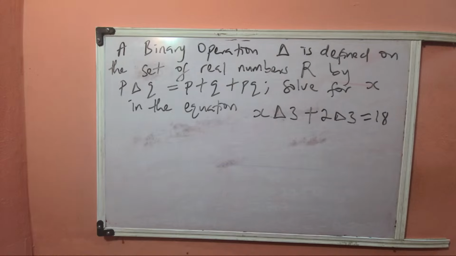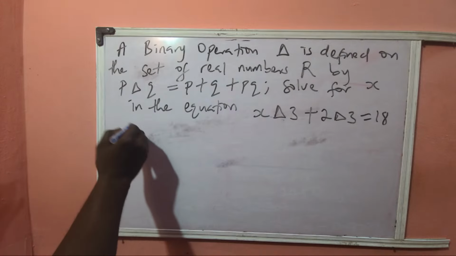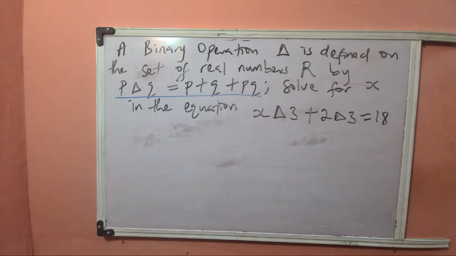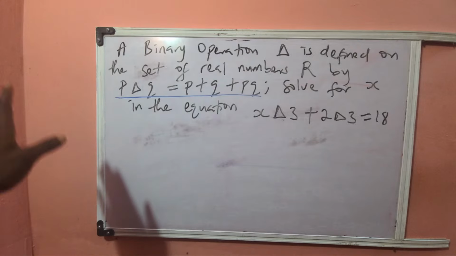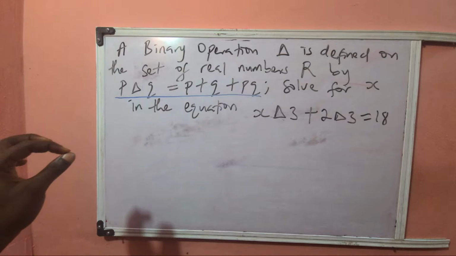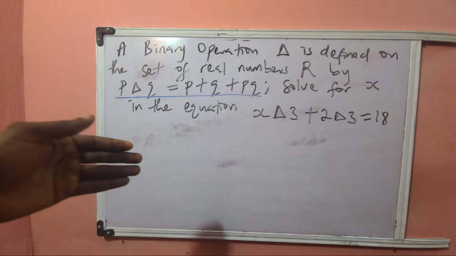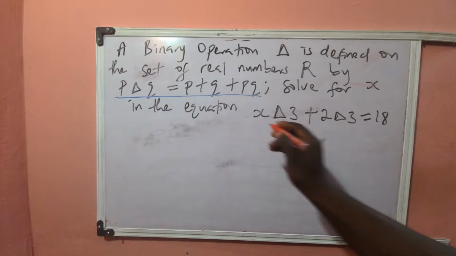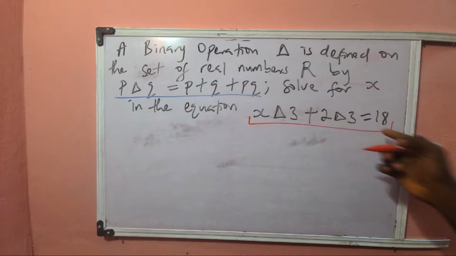We're told that a binary operation is defined on the set of real numbers. And we're given the condition on which the binary operation is defined. We can see right here that it's defined on this particular function. When you see something like this, this is the set of rules that your binary operation will follow. So anything you are given has to follow this format. You're told that you're supposed to solve for x in this particular function.